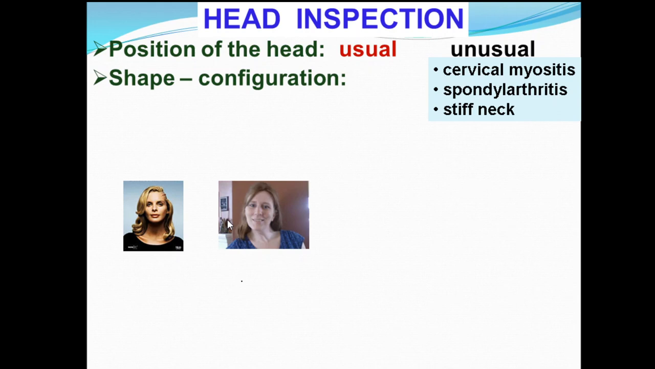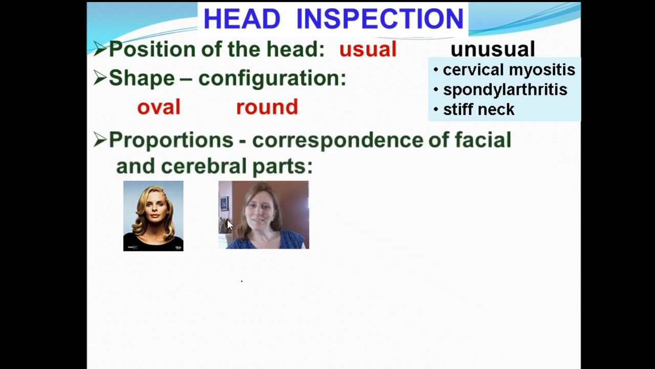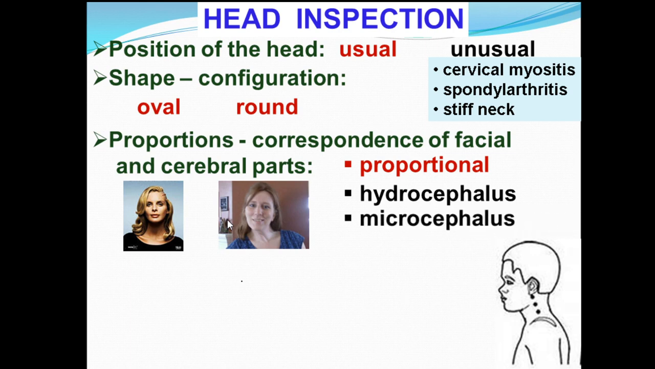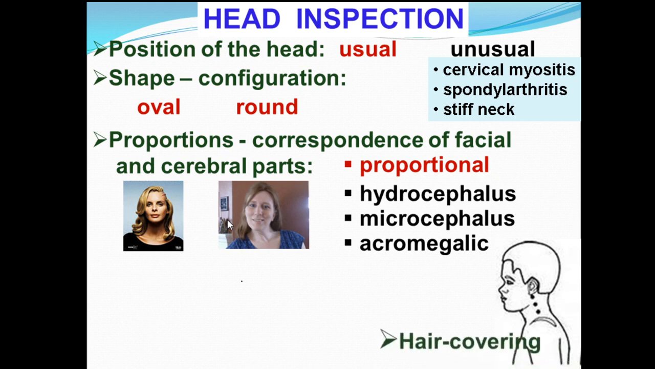Then we'll pay attention to the shape or configuration of the head. Normally, our head has an oval or round shape. Obligatorily pay attention to proportions, the correspondence of facial and cerebral parts, which normally must be approximately the same. We are talking about proportional. But if the cerebral part prevails, usually it is the result of hydrocephaly, or opposite, a small cerebral part, microcephaly. Prevalence of the facial part is acromegaly.